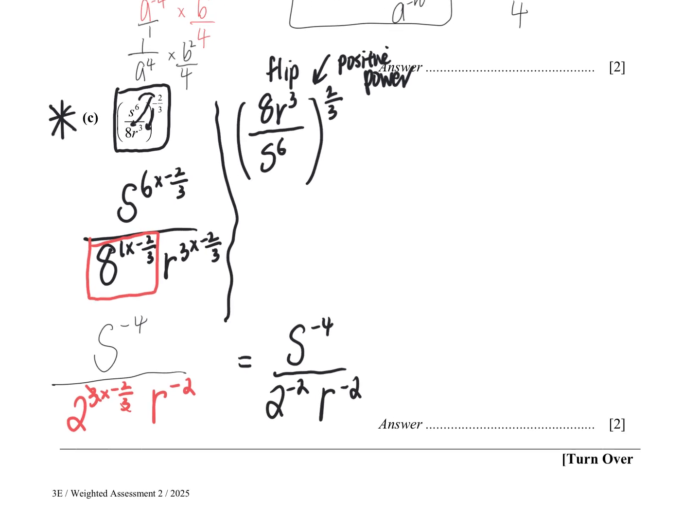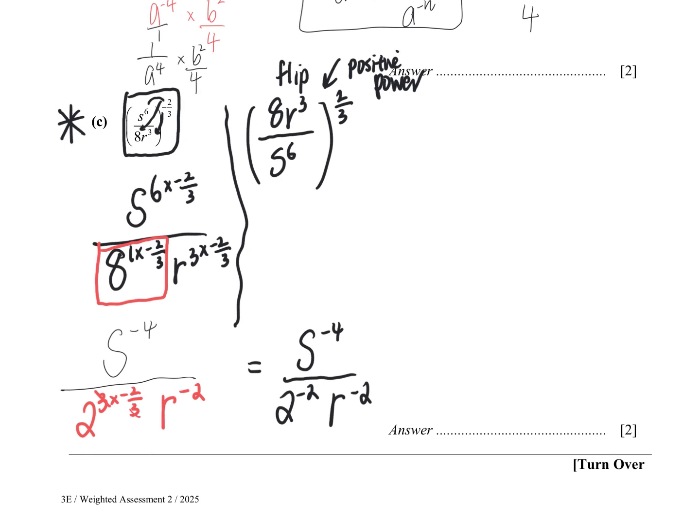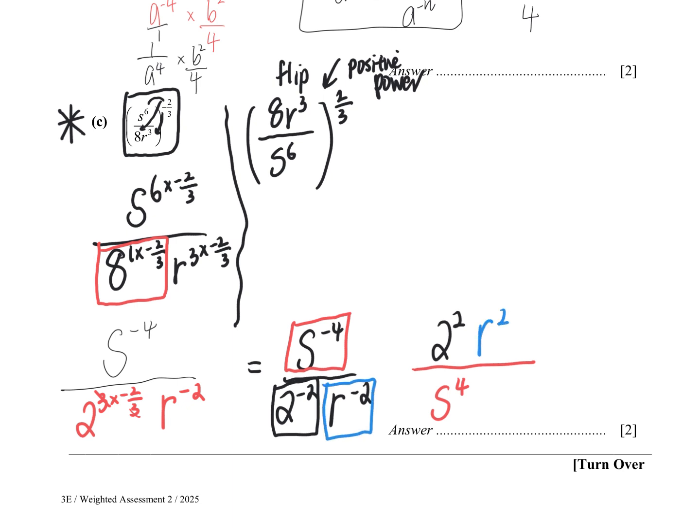So now that is where you need to change the position. So this one I shift down, become S4 at the bottom. This one I shift up, become 2 square on top. This one I shift up, become R square above. So final answer is 4R square S4.